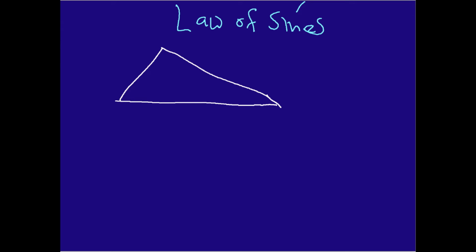And so I have a side alpha here, and I have a side beta here, and I have a side gamma here, and then after that I have my angle A. Angle A is going to be over here, angle B is going to be over here, angle C is going to be over here, like so.